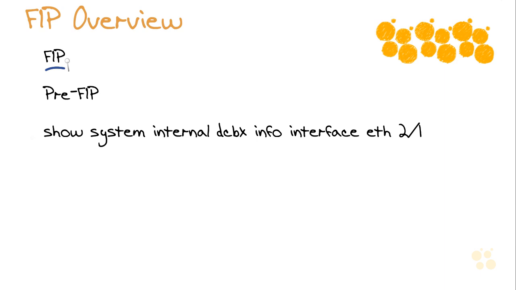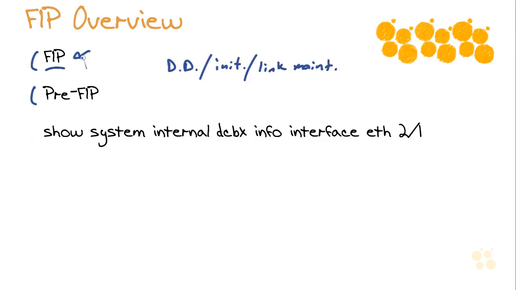Fibre Channel over Ethernet and therefore FIP are supported on things like the Nexus 5000, the 5500, the 7000 F series modules. And the Fibre Channel over Ethernet Initialization Protocol is going to handle three main tasks for us. It handles device discovery, it handles initialization, as its name implies, and also link maintenance tasks. Now, it's important to understand there are two modes. There's what we call FIP mode and pre-FIP mode.